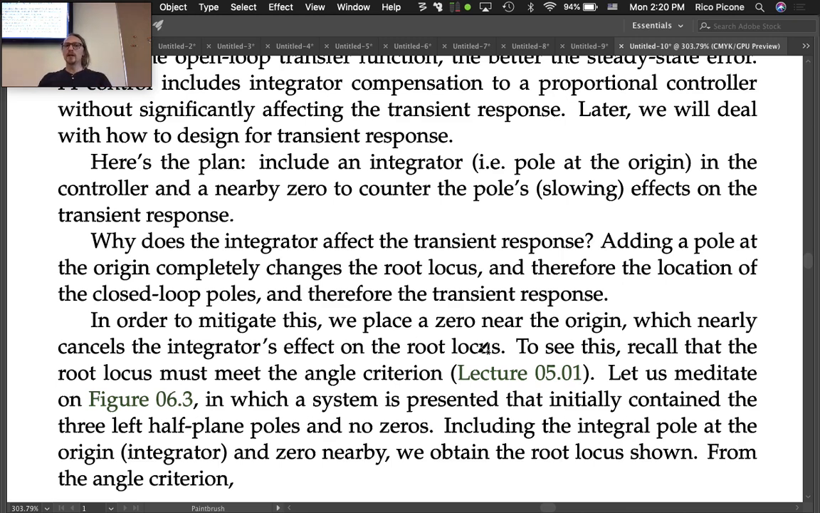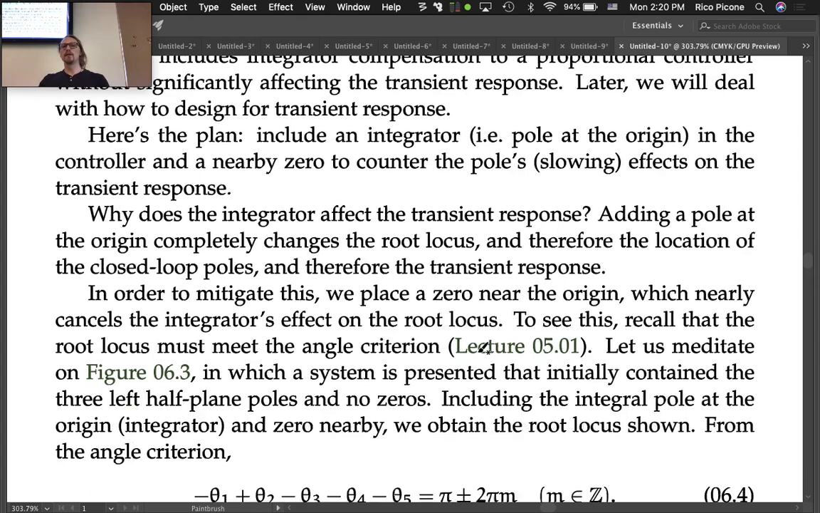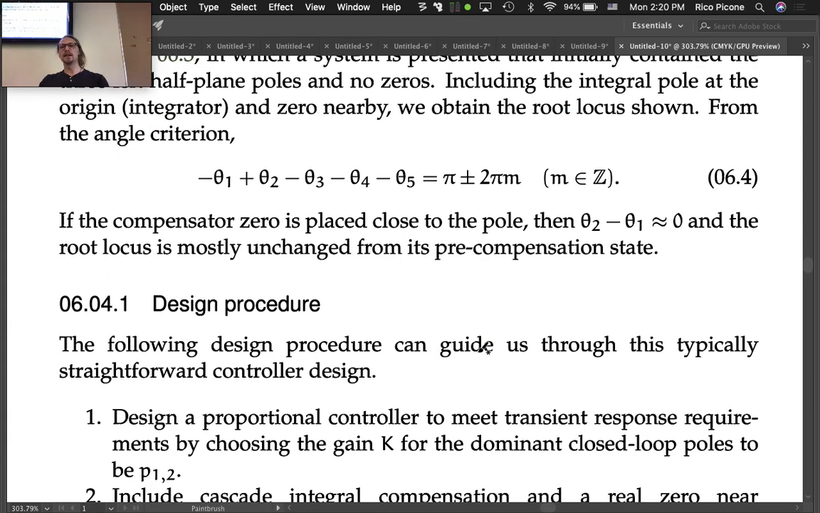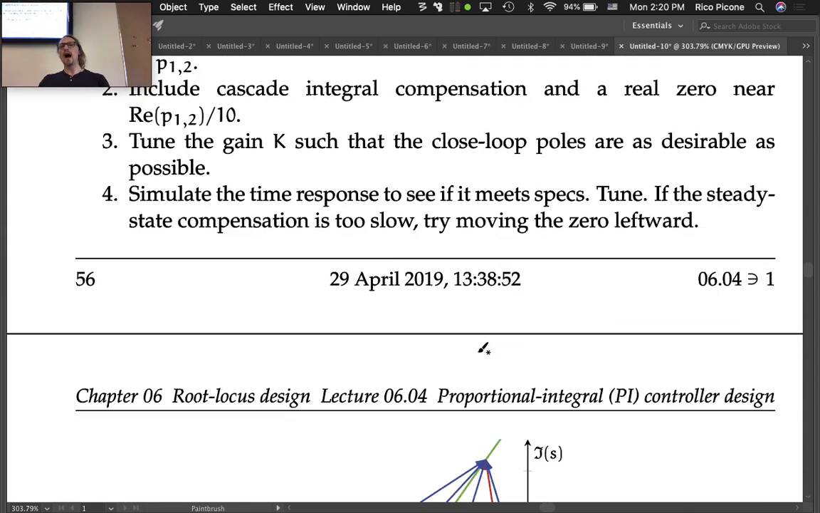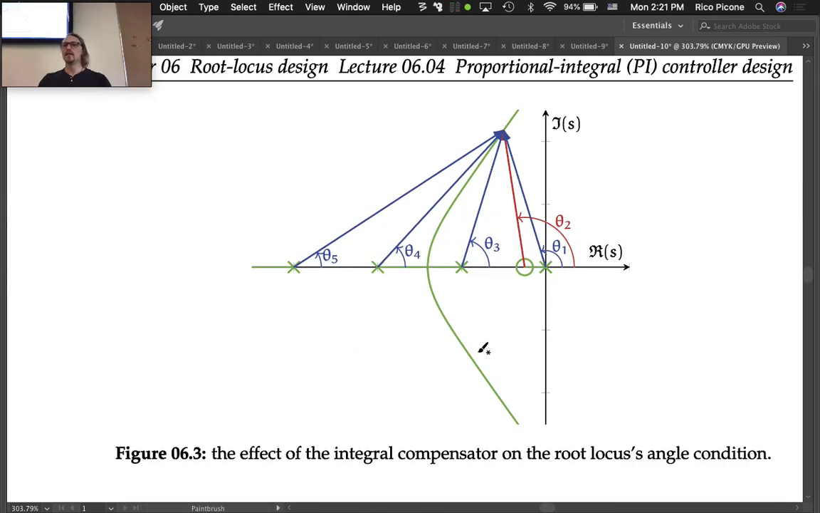So we'll also include a nearby zero to counter the pole's effects. So we're going to put that pole at the origin, and then we're going to put a nearby zero to mitigate that change in the root locus. Okay? Okay. So let's use the angle criterion to understand why putting a nearby zero counteracts its effects on the root locus.